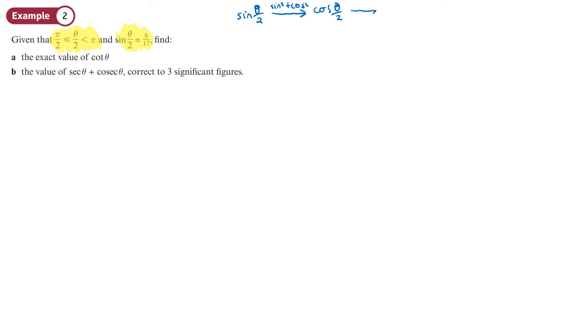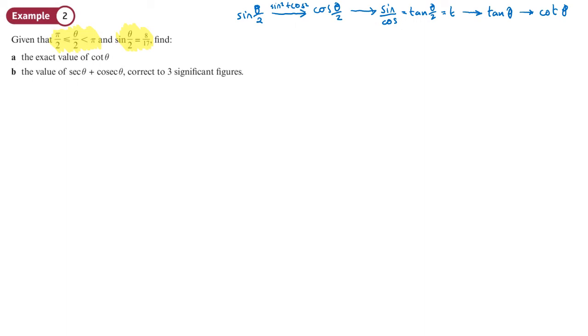Once we've got cos theta over 2, we can do sine over cos to get tan. And that'll be tan theta over 2, which is t. Then from there we can use the t formula to get tan theta. And then from there we can just do the reciprocal to get cot theta. So those are the steps we're going to take. It's worth thinking about what steps you're going to do before you start the question.